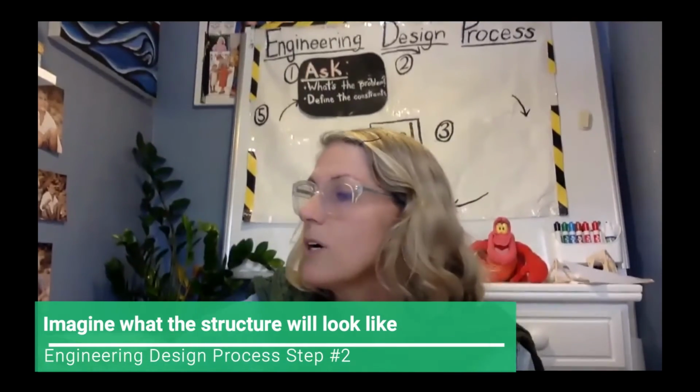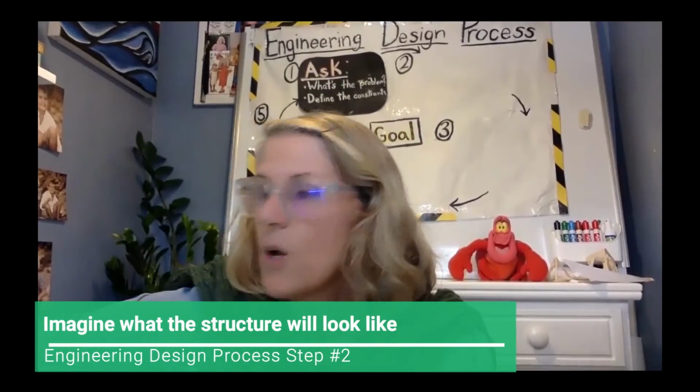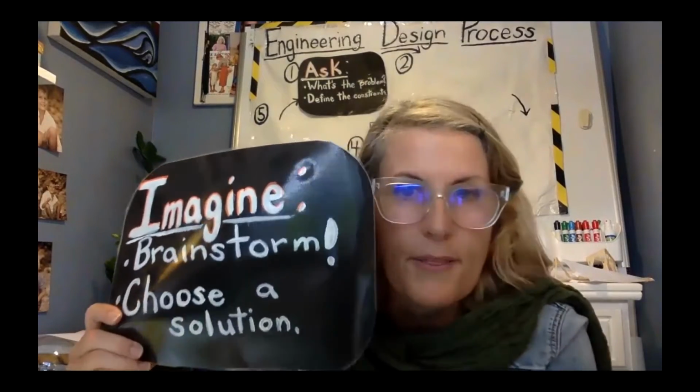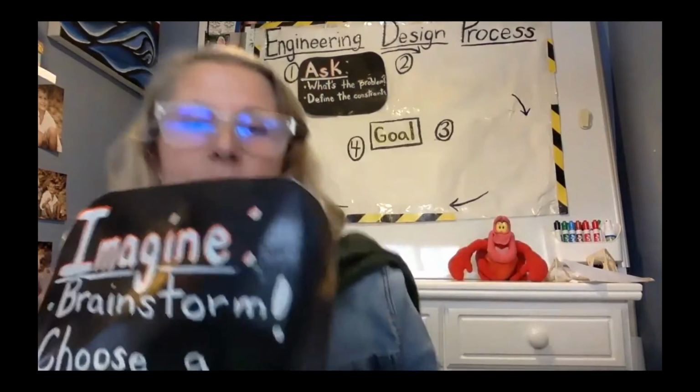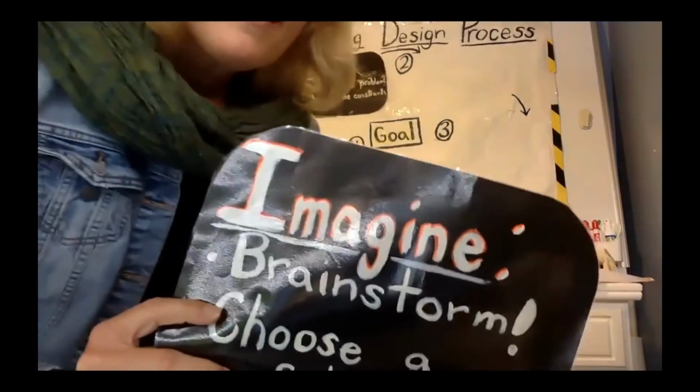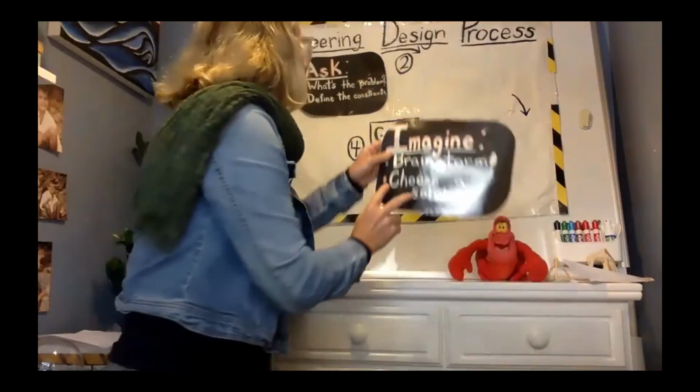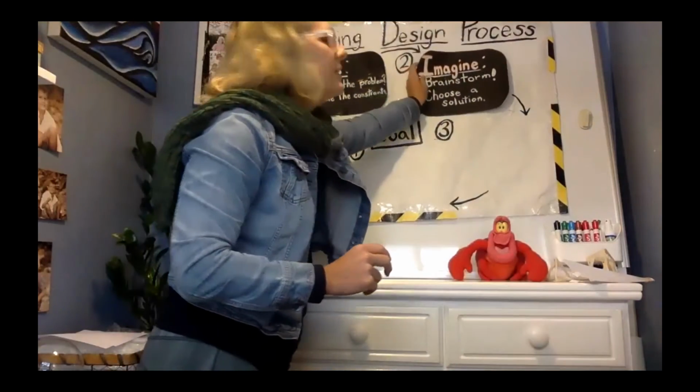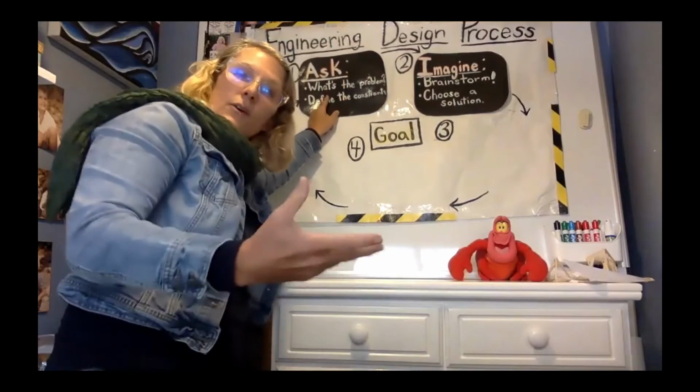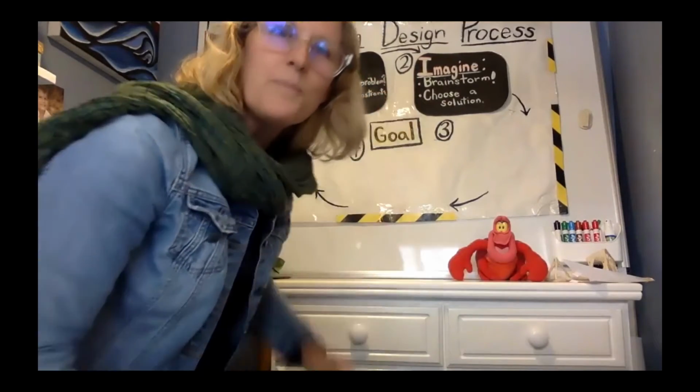The next thing we're going to do is imagine what it's going to look like. We're going to brainstorm. Let's talk about what we can do. So I'm going to stand up right here and put it on number 2. You see the arrows going from ask, what's the problem, to imagine. So we are going to brainstorm what it's going to look like.